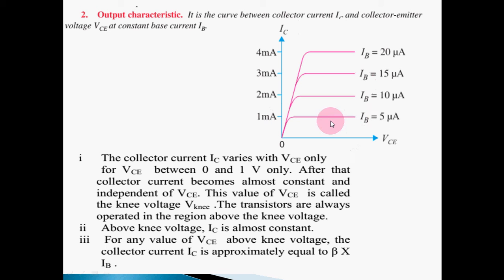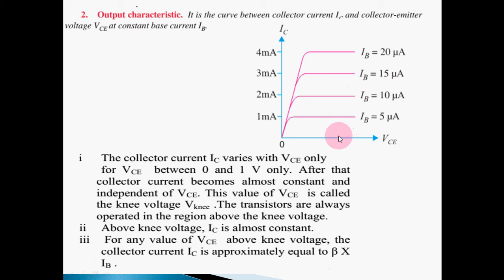There is 1 milliampere and IB is 5 microampere. So you can find out the value of beta is almost, for example, 200. So beta is 200. According to the third equation, after knee voltage, the value of IC is exactly equivalent to beta multiplied by IB. That means here we found that the beta value is 200.